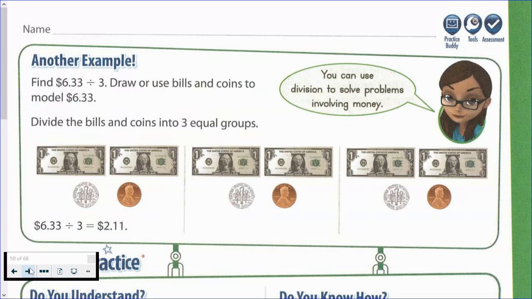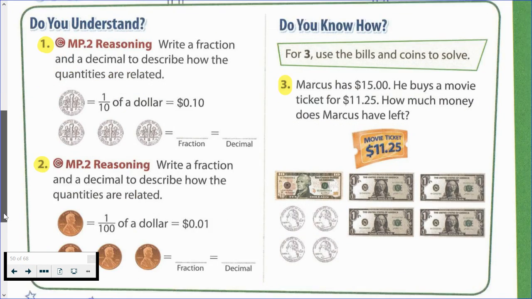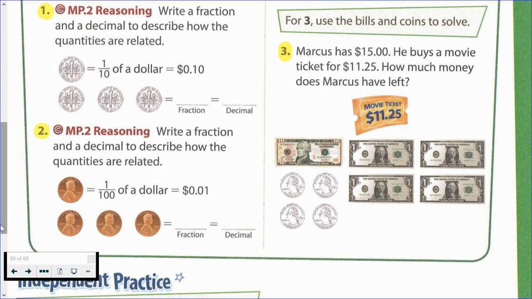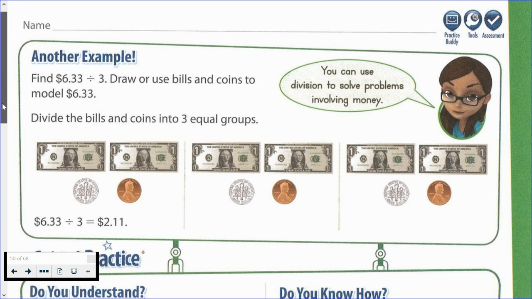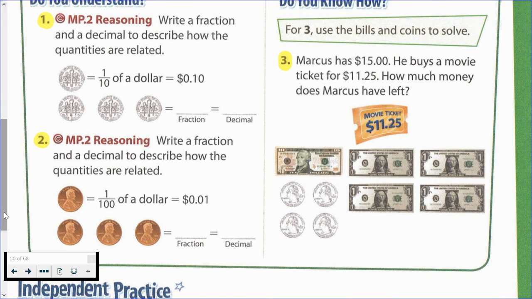So, in the guided practice section today, here are some of the situations that we are going to look at. We're going to look at numbers 1, 2, and 3 together. You can try and solve them on the math pages here. If you need more space, don't forget, use grid paper or any scrap paper that you can find. So let's take a look at number 1. Write a fraction and a decimal to describe how the quantities are related.